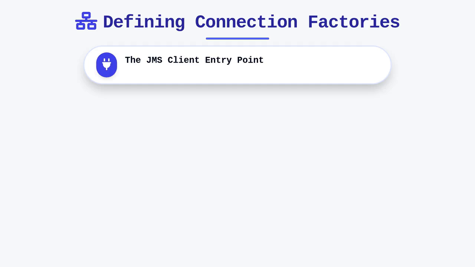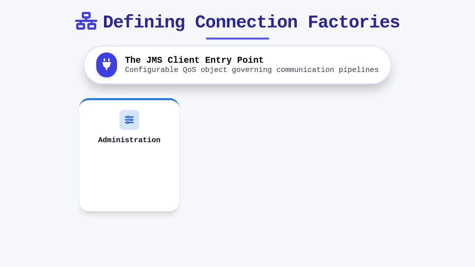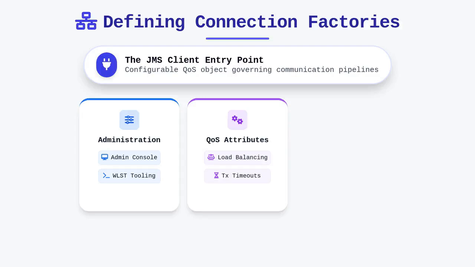Once a module is established, our next priority is defining the connection factories, which serve as the entry point for JMS clients. A connection factory is not merely a technical bridge. It is a configurable object that defines the quality of service for communication pipelines. Through the administration console, or WLST, you configure attributes such as load balancing, transaction timeout thresholds, and delivery modes to govern how clients interact with the messaging backplane.